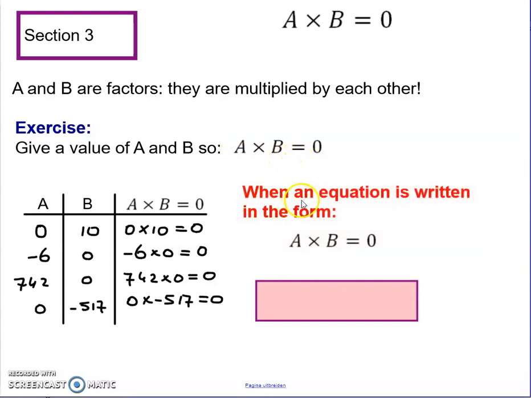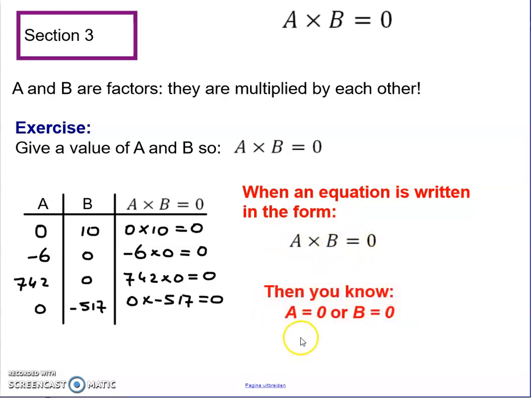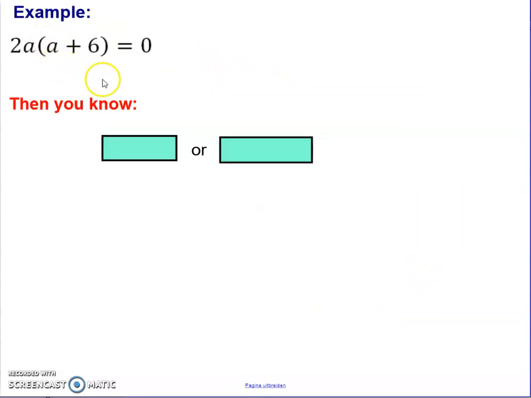So, when an equation is written in this form, A times B is 0, then you know A is 0 or B will be 0. This is a rule we can use to solve quadratic equations. And we're going to show this to you by using a few examples. And this is the first example. Is this equation written in the form A times B is 0?